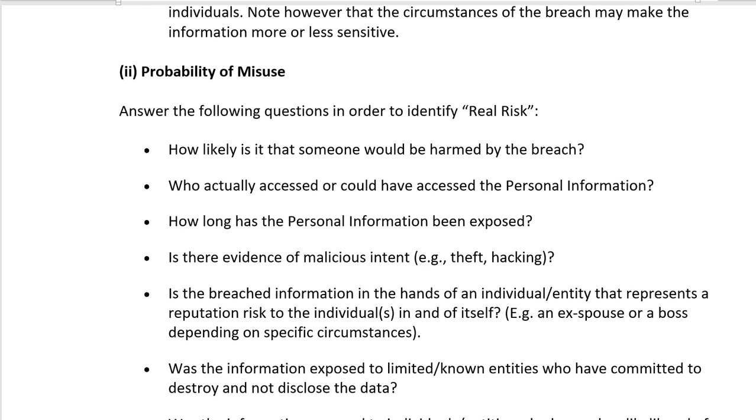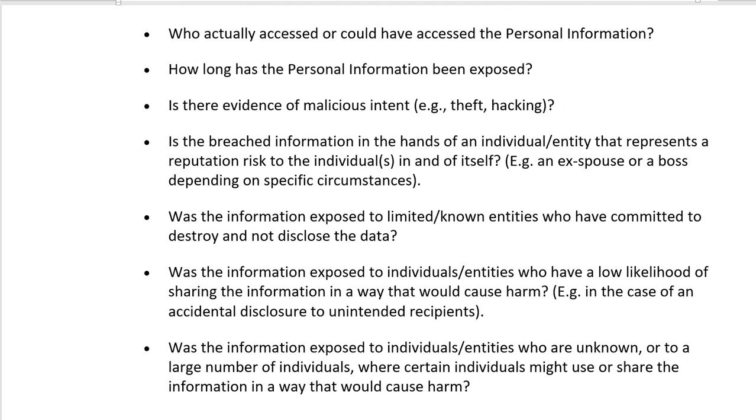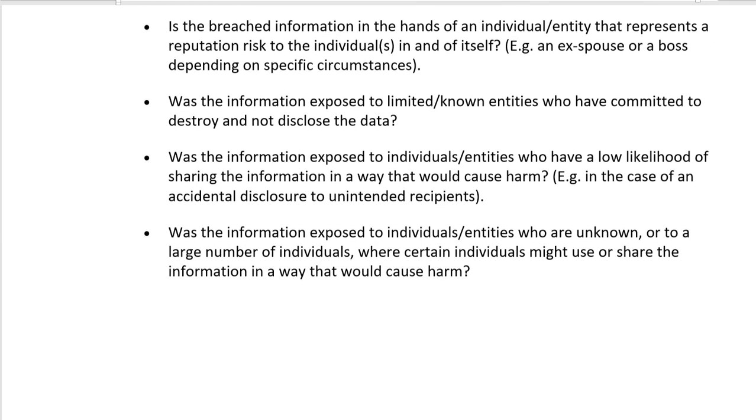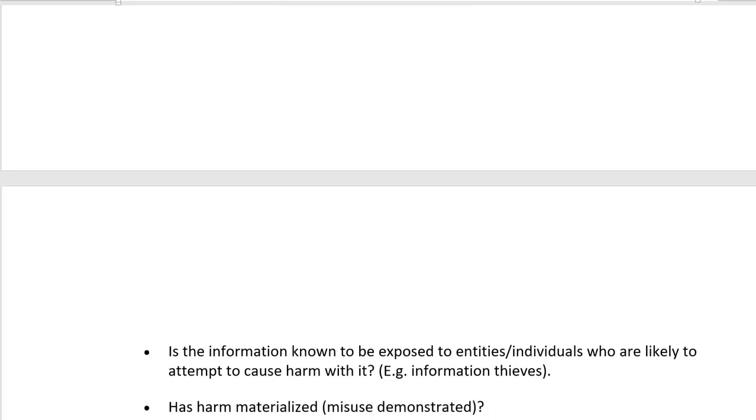So in order to assess whether or not there's been a real risk of significant harm, you need to ask yourself questions such as: how likely is somebody to be harmed by the breach, who actually accessed that information, how long has that information been exposed, and was it a malicious or negligent event that resulted in the unauthorized disclosure. So those are the questions you're going to be asking yourself.